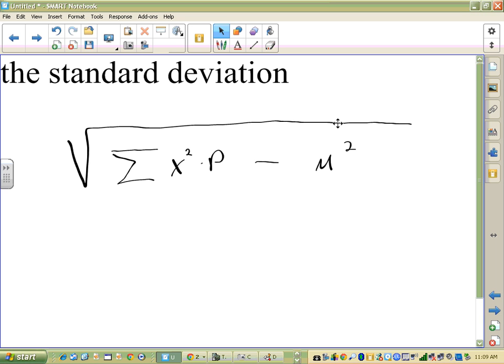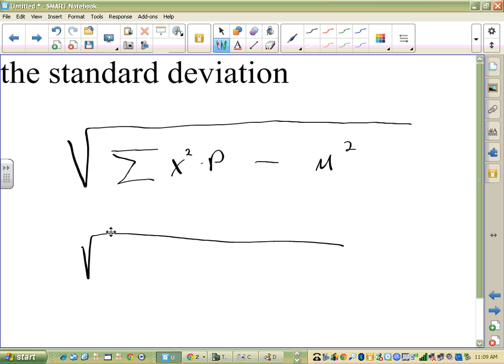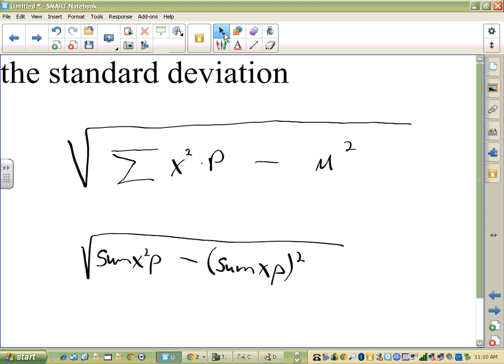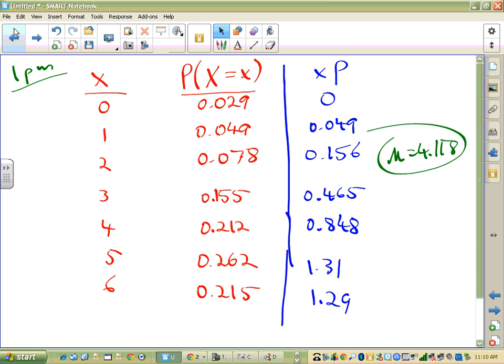Wow. So if we think about it this way, it's the square root of the sum of the x squared p's, minus, yeah, that's a mu sign, minus, now mu was the sum of the x p's, the quantity squared, right? I am so glad we get to use the Inspire on this. Two different ways of writing the same formula. Same idea, just a couple different ways of representing it. So, let's go back to this page.